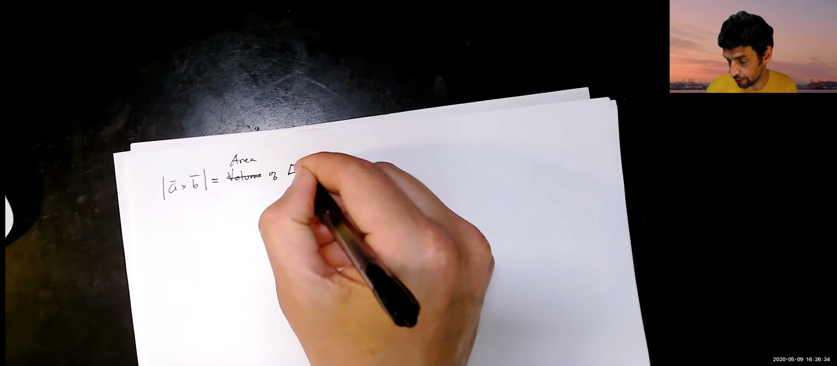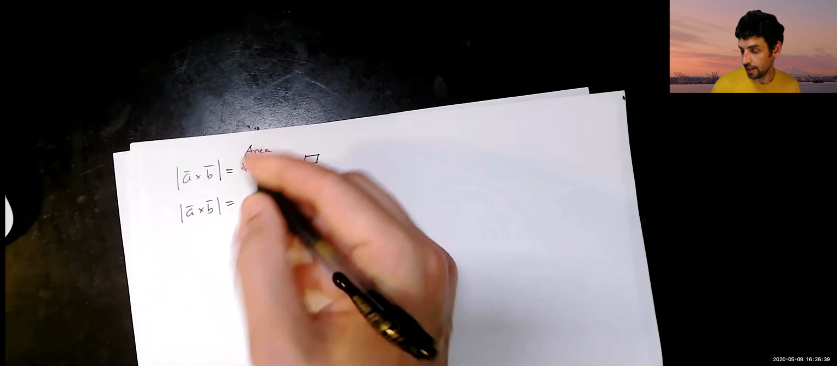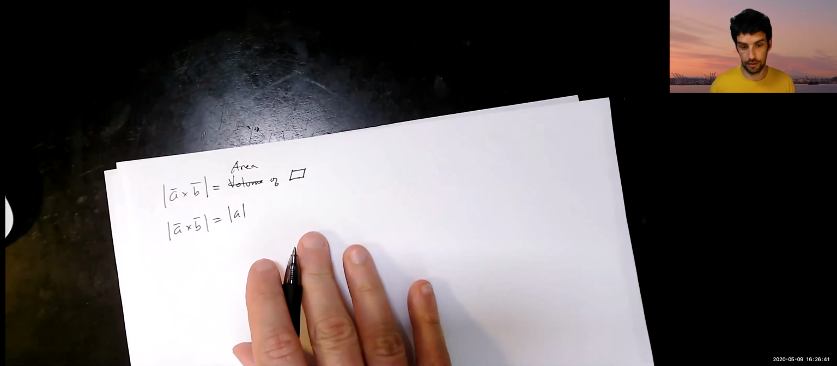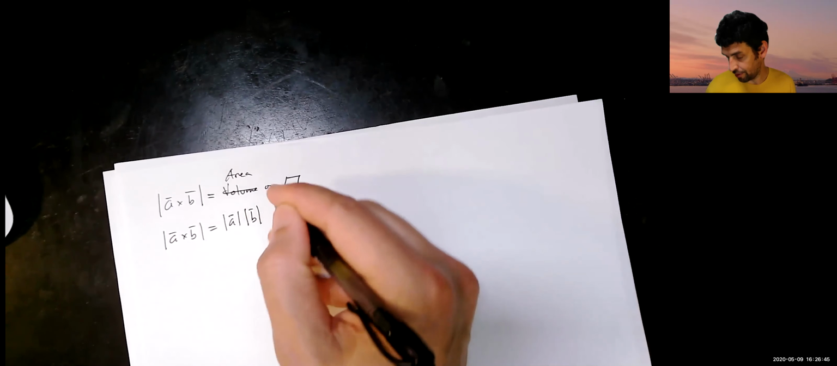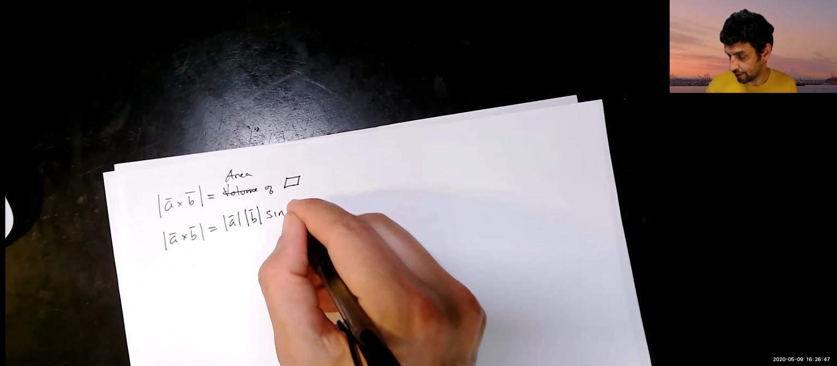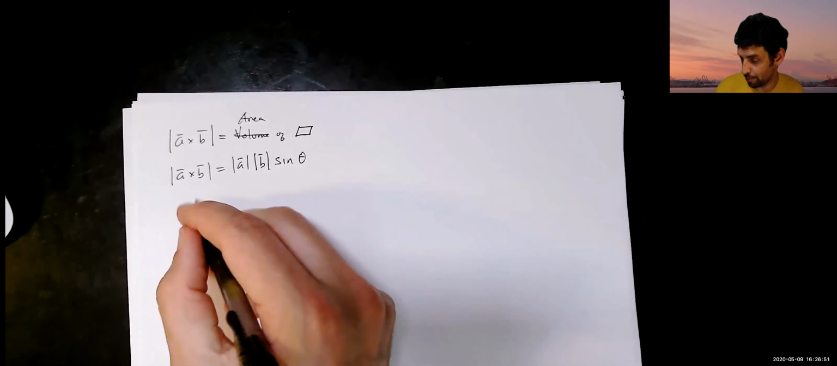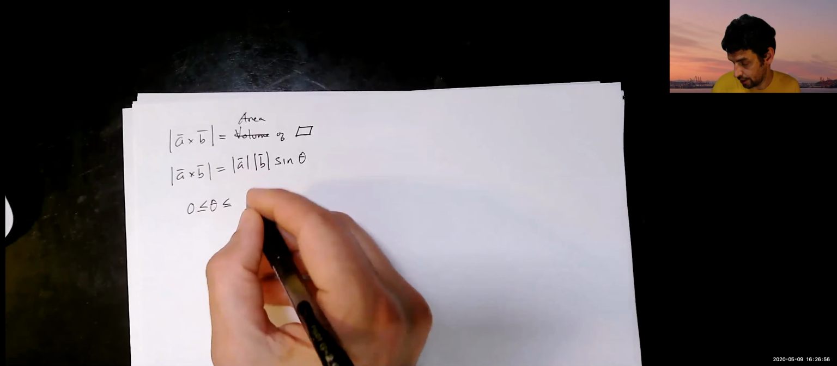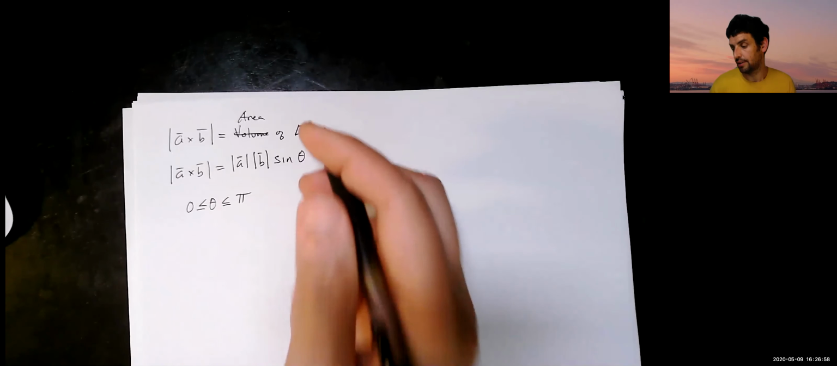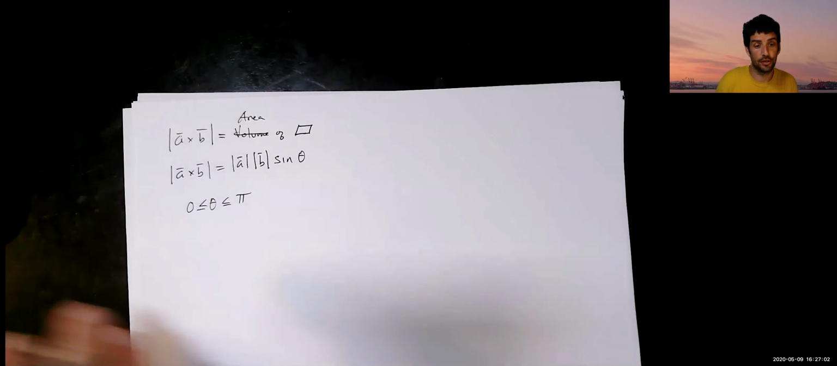I'll just draw a picture instead of writing it over and over again. It also turns out to be the magnitude of one vector times the magnitude of the other times sine of theta, where theta is defined exactly how we did for the dot product, where theta is the angle between A and B, so that we're choosing the one between 0 and pi instead of going around the long way.